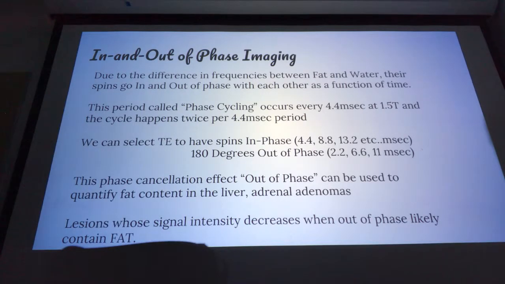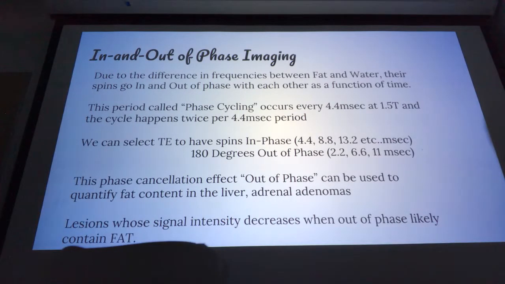So because we know the difference in precessional frequencies of fat and water, we can select TEs to have spins that are in phase and out of phase with each other. So in phase, 4.4, 8.8, 13.2 milliseconds, and out of phase, 2.2, 6.6, and so on.